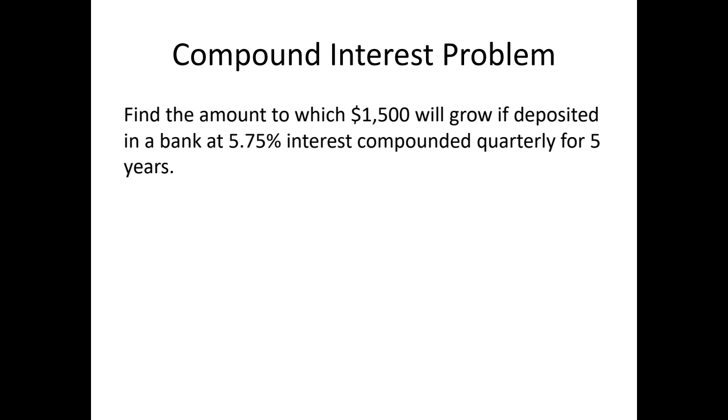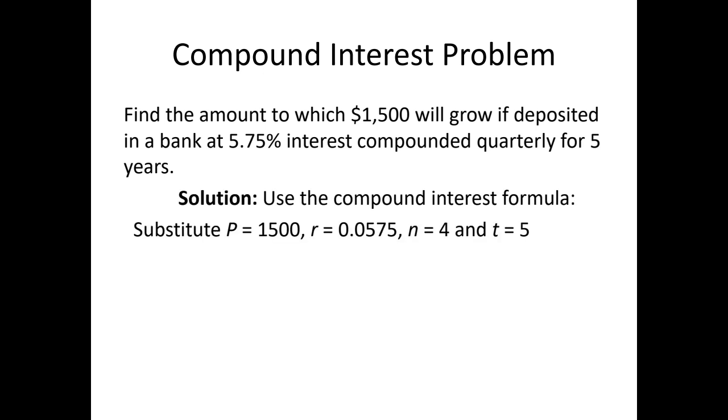So let's go ahead and look at a problem. Find the amount to which $1,500 will grow if deposited in a bank at 5.75% interest compounded quarterly for 5 years. Okay, so here they're giving me the present value, the 1,500. They're giving me the r, 5.75%. They're giving me the n, which is 4, and they're giving me the time, which is 5. So let's just plug it in. Okay, so this is what they're giving me. And let's plug it into my compound interest formula or equation.